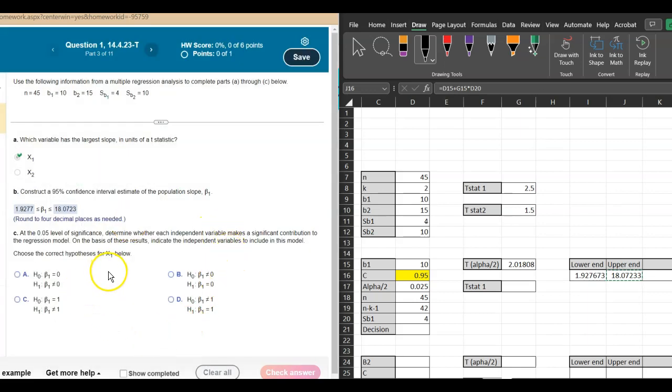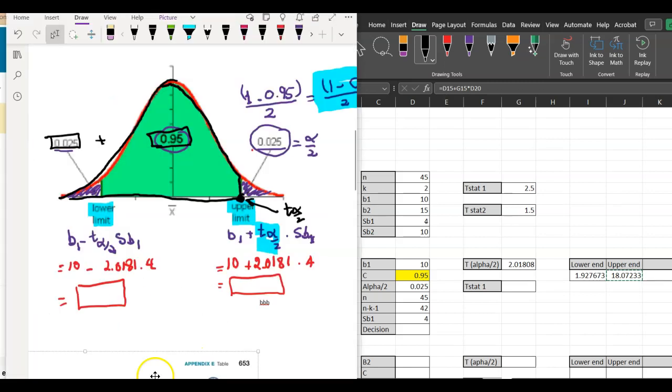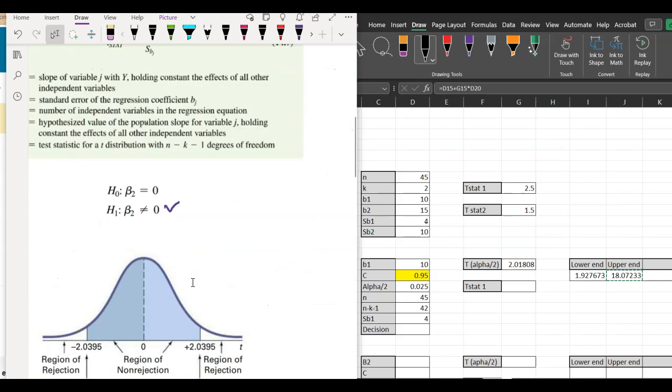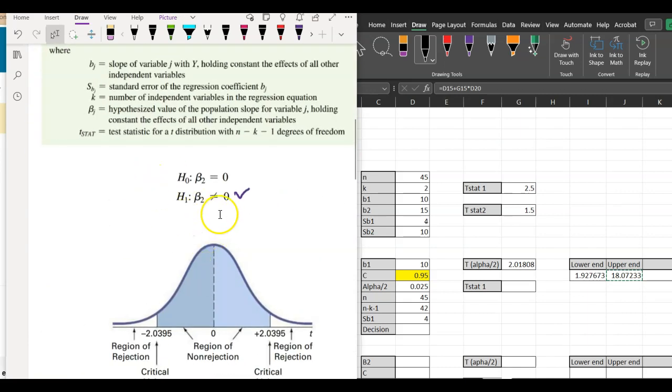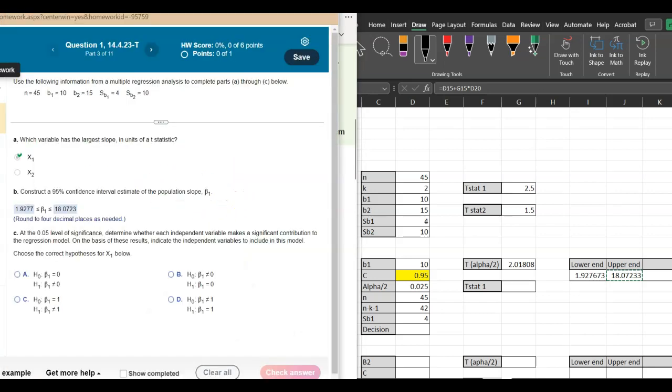Now it's telling us to make a decision according to the alpha level of significance, 0.05. All right, so first of all we select the null hypothesis. For this, it's always the same. So this is my null hypothesis over here. So you are looking for H0 is equal to 0 and H1 different than 0. So this would be A.